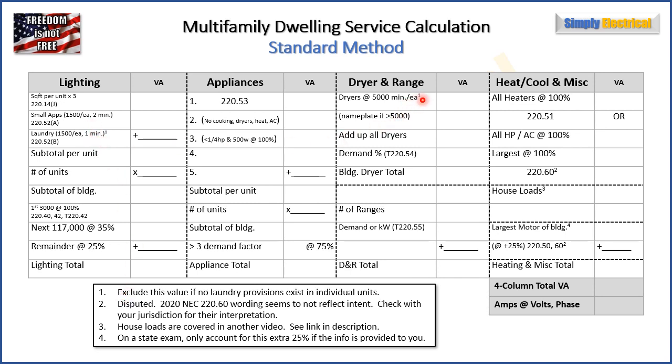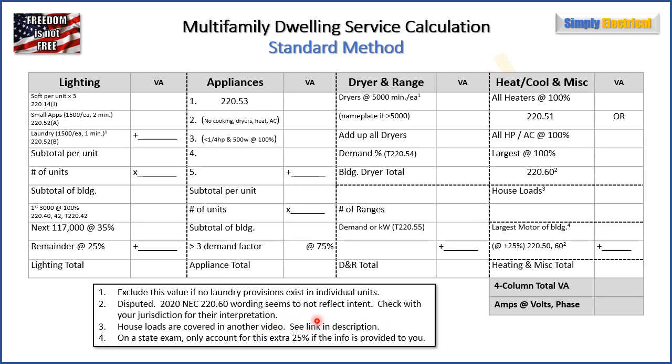So note number 1 was up here for laundry and also over here for dryers. It says exclude this value if no laundry provisions exist in individual units. So on a multifamily, sometimes there is no laundry provisions at all, so you don't have to figure those in. You can just leave those blank. Number 2 over here, 220.60, we just talked about that. It's disputed. The wording seems not to reflect the intent, so you've got to check with your local inspection agency for their interpretation. Note 3 is the house loads. House loads are covered in another video, and I'll put a link in the description when I get that video made.